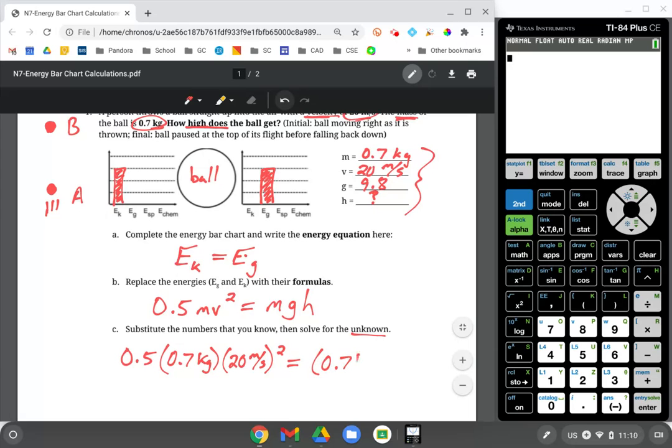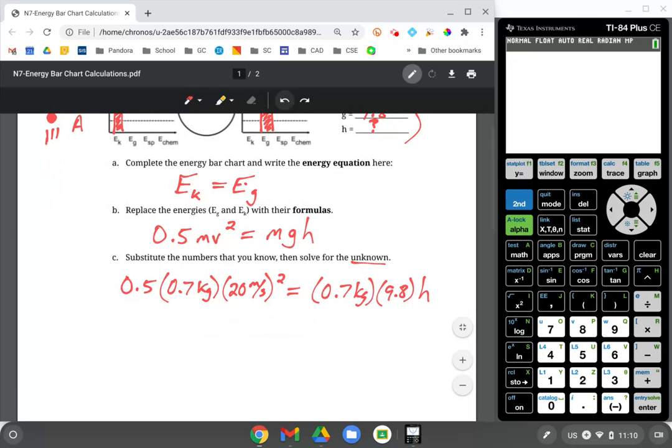And then I'm going to do the same thing on the right side. Mass is 0.7, G is 9.8, and h we don't know, so h I'm going to leave as a variable, so that way we can solve for it, kind of like the variable x in math. So on the left side of this equation, I'm going to use my calculator and multiply 0.5 times 0.7 times 20 squared and get 140.